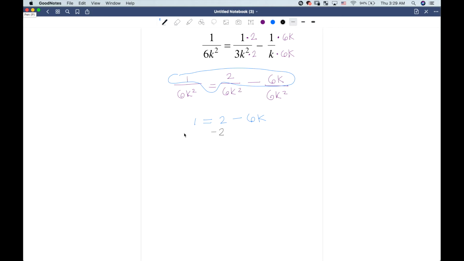So I'm going to subtract 2. 1 minus 2 is negative 1. Bring down negative 6k. Divide by negative 6. So k is equal to positive 1 over 6.